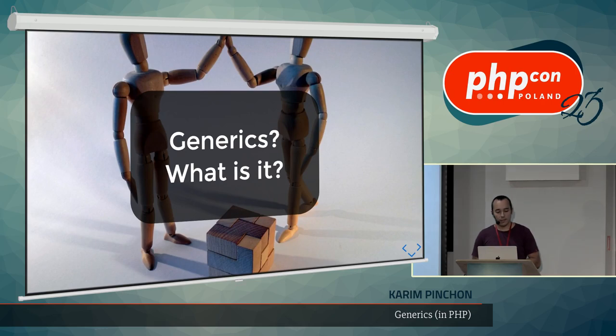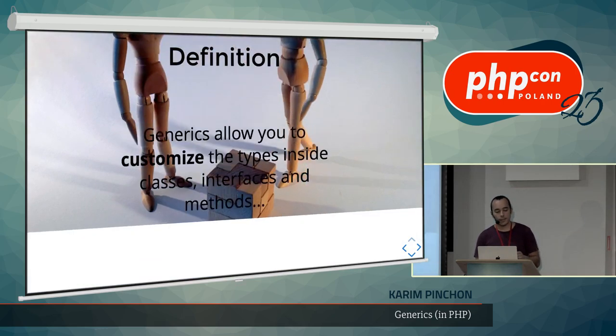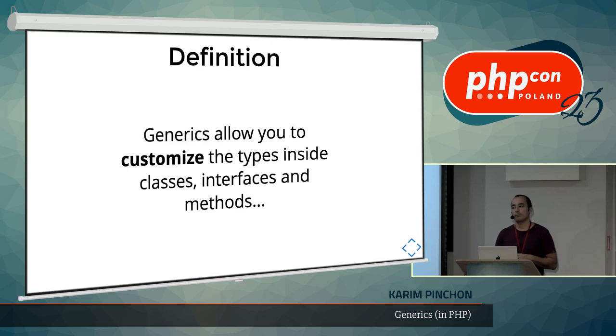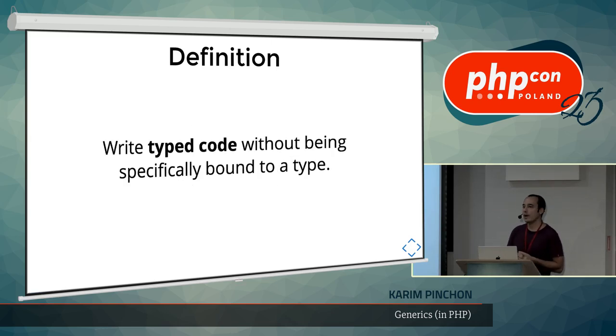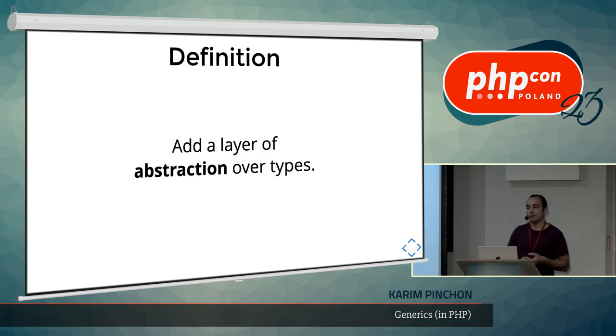Well, generics, what is it? Generics allow you to customize the type you use inside your class for the variable, interface, trait, and so on. It can allow you to write typed code, but without being specifically bound to a type. So you can have some flexibility on type, and this is quite interesting. Also, you can think of it as a kind of abstraction layer on top of the type system of PHP.